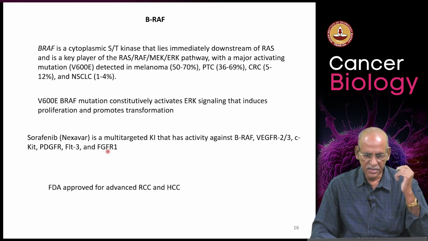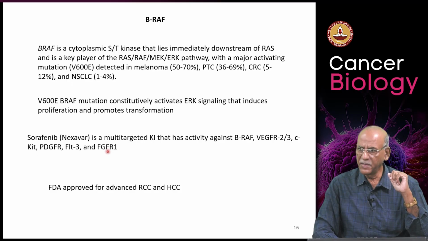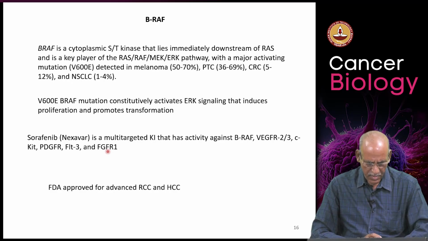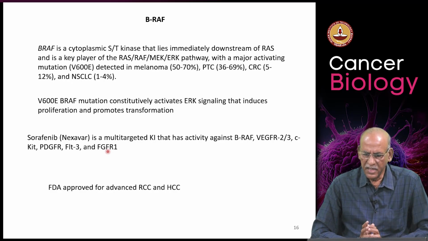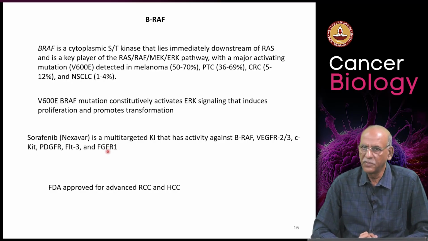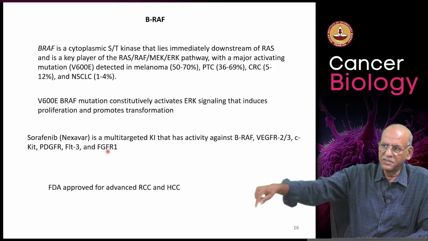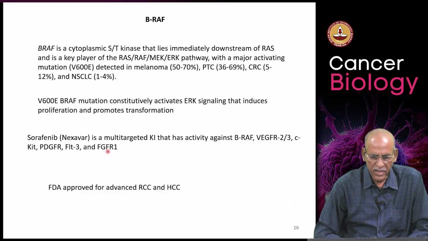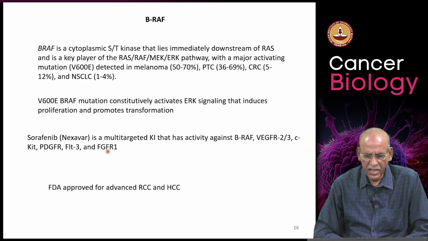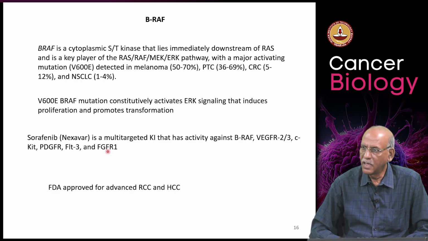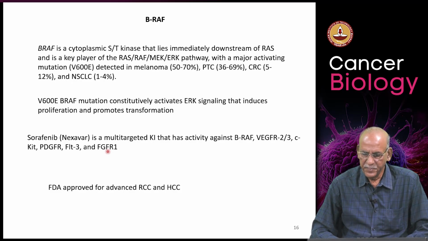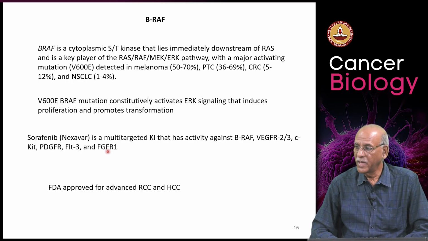BRAF is another cytoplasmic, here we are talking about serine threonine kinase, that lies immediately downstream of RAS. If you remember the RAS, RAF, MAP kinase pathway I have described, you may remember that. It is a key player in the RAS MAP kinase pathway. This is especially a very important one that you may have to remember.